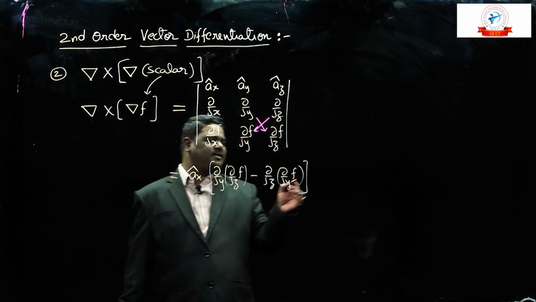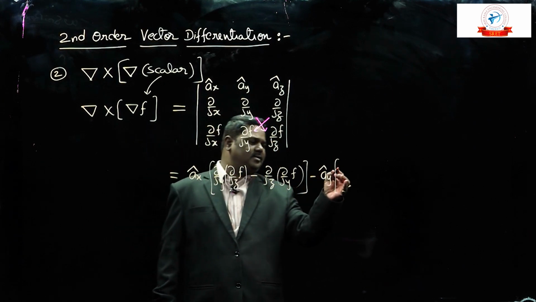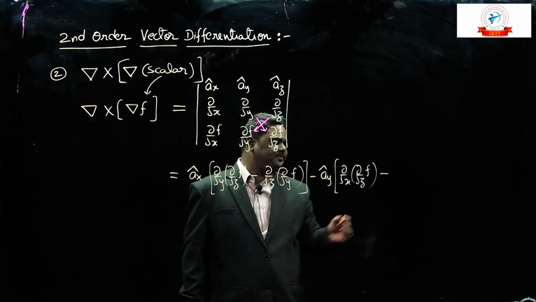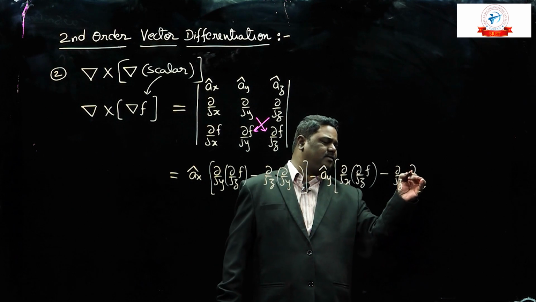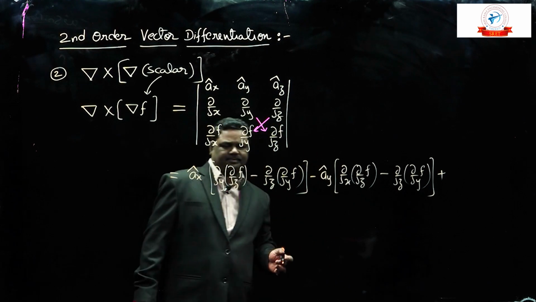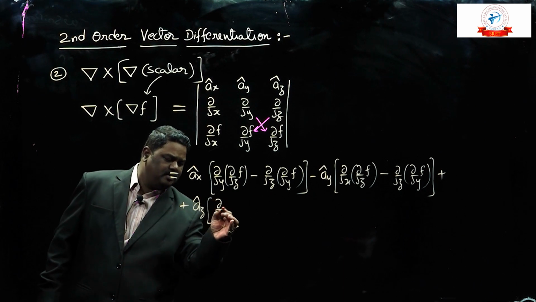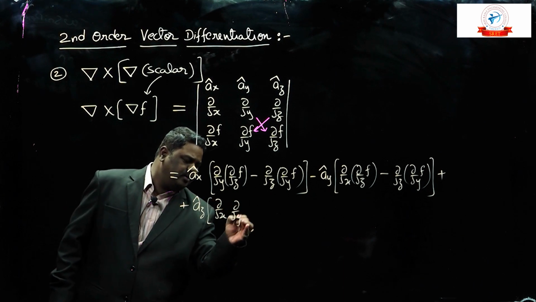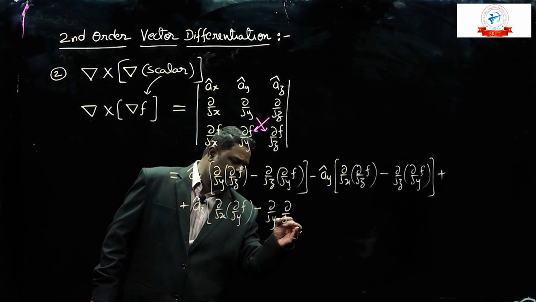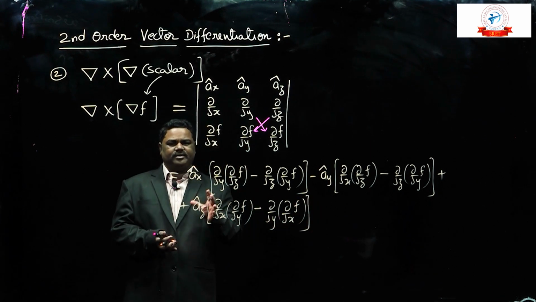Now similarly expand this one: minus ay cap into dou by dou x of dou by dou z of f minus dou by dou z of dou by dou y of f, plus az cap into dou by dou x of dou by dou y of f minus dou by dou y of dou by dou x of f. Like this we evaluate this determinant.